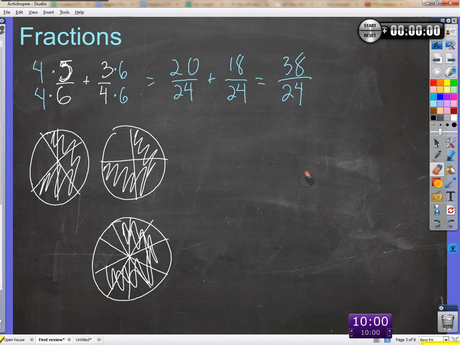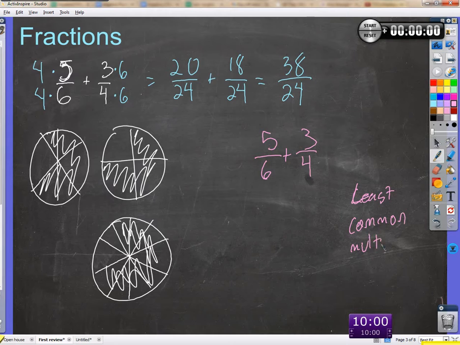So if we go back to 5/6 plus 3/4, I'll just write that back over here. 5/6 plus 3/4. So what are we trying to do then? Okay. You find their least common multiple and then multiply whatever you multiply the bottom number by on the top. Right. And let's see, least common multiple. So what's a multiple?